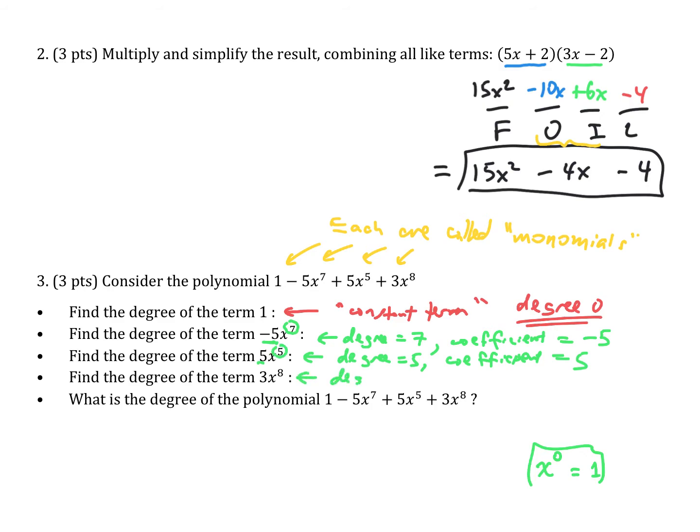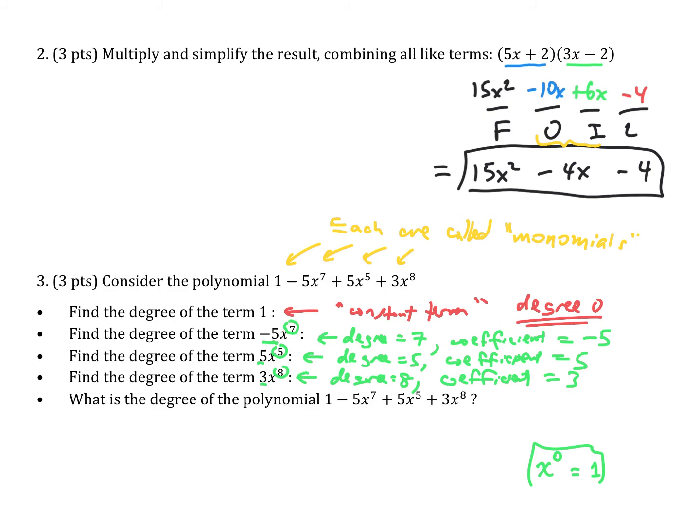The last one has degree 8, and the coefficient is 3. So each individual term has a degree and a coefficient. And so it's nice because then we can talk about individual terms and we can communicate and know what each other's talking about. So I could write this polynomial down and say, hey, look at that coefficient on the degree 7 term. And you know which term I'm talking about, and you know what number I'm talking about.